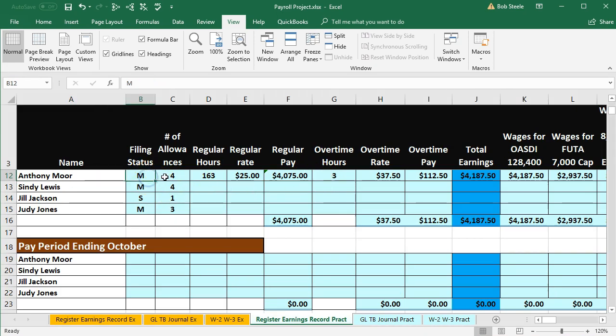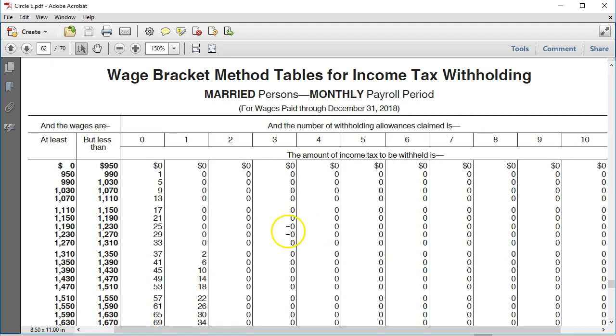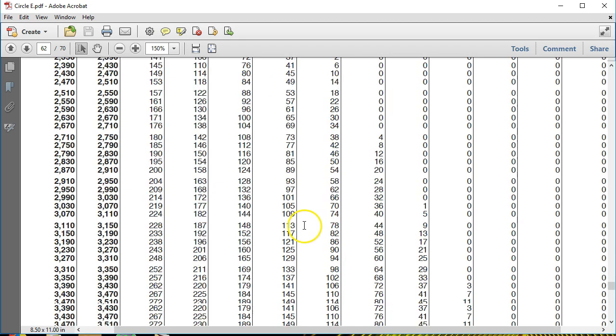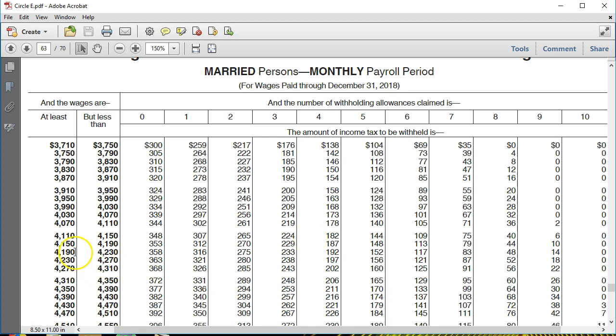Now it's going to be married 4, and the wages are going to be $4,187.50. So we're going to go back here. We're looking for the tables for married monthly 4, and the wages are $4,187. So monthly married, we're scrolling down. 4,001. So it's going to be between here and here. So I'm going to go over to the 4, and there it is. So this one, 187. Yeah, I think that's it. So I'm going to go back here.